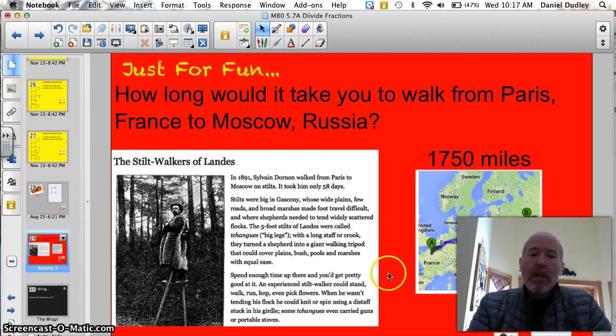1,750 miles. Okay, so apparently Sylvain Dornan came from this area in Gascony, France, where the fields were marshy and rocky and uneven, and people in this area were basically shepherds because they couldn't grow crops on the land. And so people became very good at walking on stilts. They could walk right through marshy areas on these stilts, and this guy was proud of it and took off one day on a little journey. Yeah, 1,750-mile journey. Anyway, there's a good trivia question for the family dinner tonight.